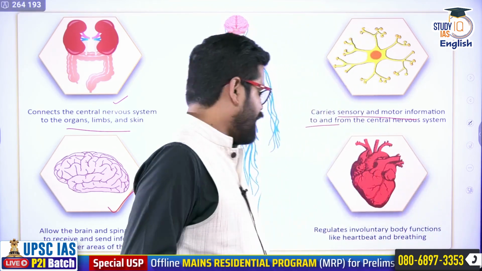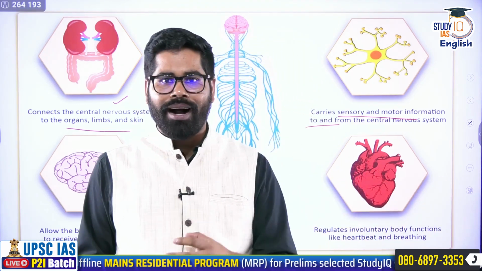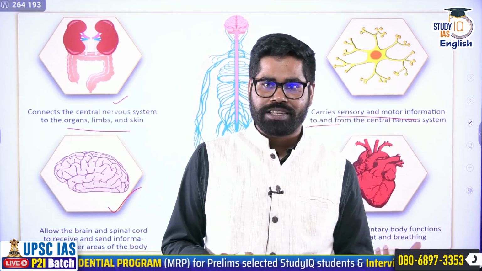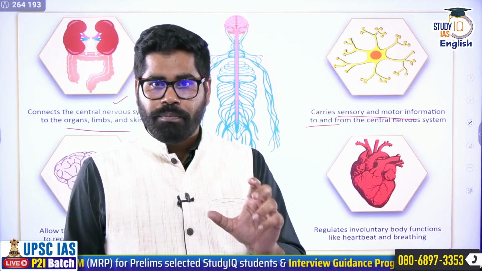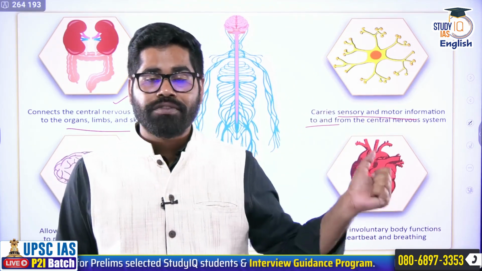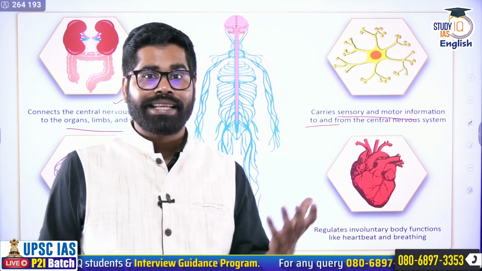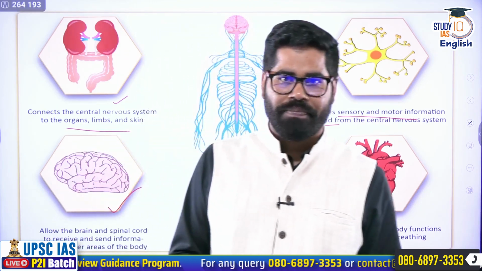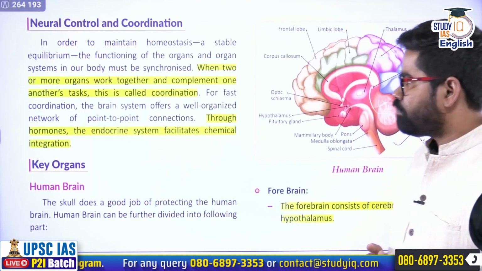At the same time, the involuntary body functions, the breathing, the heart, all these things are being coordinated with the help of the peripheral neural system. The peripheral neural system is very important for the functioning of these involuntary organs. The heart and the lungs are all functioning with the help of the peripheral neural system. So this is the main role of the peripheral neural system.